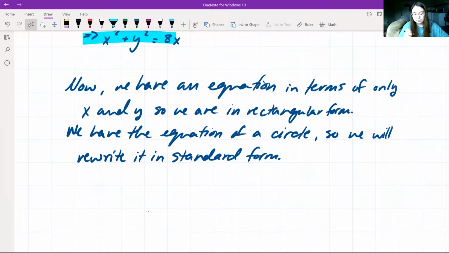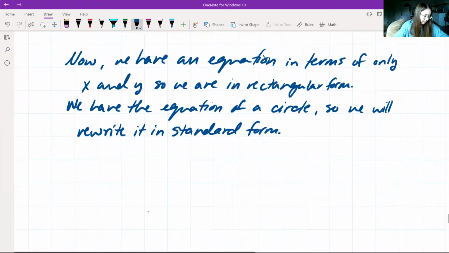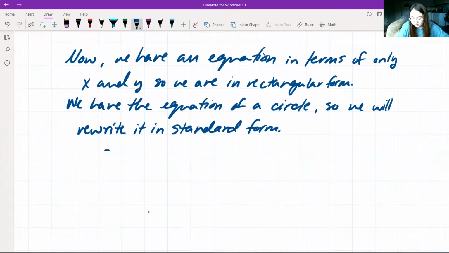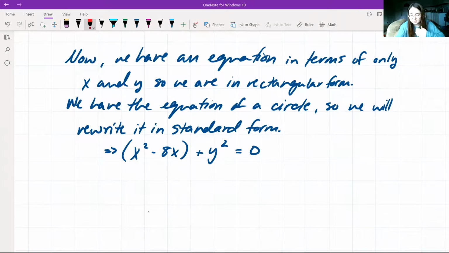But what we can do is complete the square. If we want to complete the square, this means that we're going to rewrite our equation as x squared minus 8x plus y squared is equal to 0. So we complete the square.